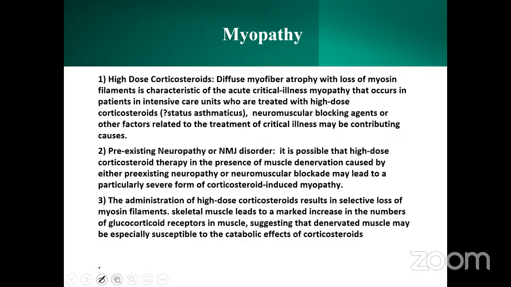If these individuals have a pre-existing neuropathy or neuromuscular junction disorder, then high-dose corticosteroid therapy in the presence of muscle denervation caused by pre-existing neuropathy or neuromuscular blockade may lead to a particularly severe form of corticosteroid-induced myopathy. So the problem is high-dose corticosteroids, which result in selective loss of myosin filaments. In denervated skeletal muscle, there is a marked increase in the number of glucocorticoid receptors, which suggests that the denervated muscle becomes especially susceptible to the catabolic effects of corticosteroids. So administration of high dose corticosteroids is very important, and one has to be careful in administering these doses. We should be aware that that's one of the reasons for delay in the weaning.